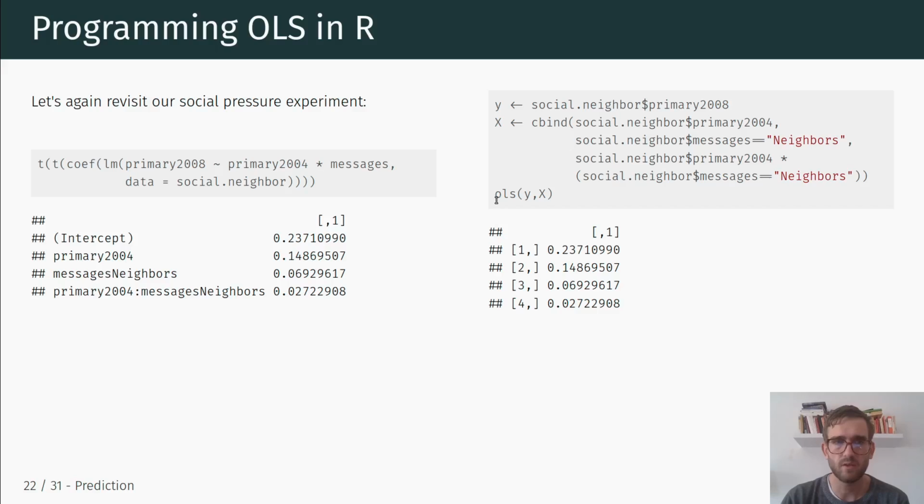And if we run this with OLS, y, and X, we see that we get exactly the same coefficients for the intercept, for the expected difference for people who participated in the previous election versus not, as well as the expected difference in the treatment condition as compared to the control condition for those who didn't participate in the 2004 primary, as well as the interaction effect. So all these are equivalent.